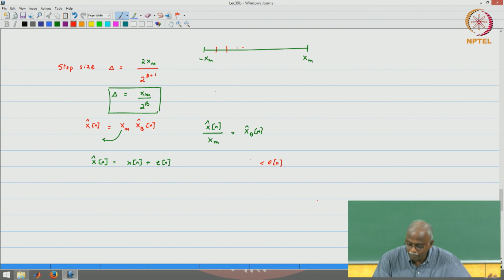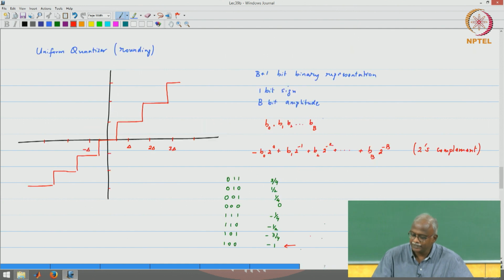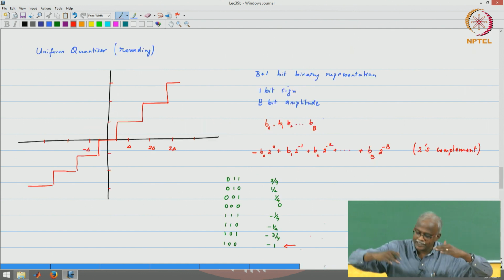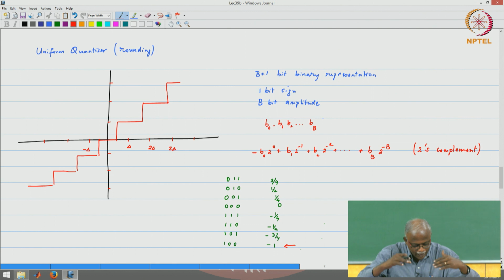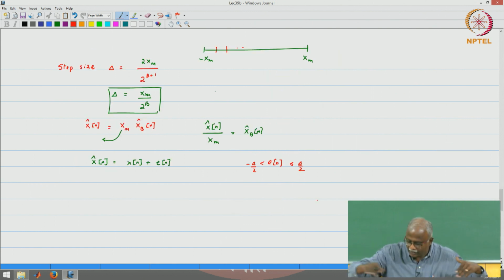It goes from minus delta by 2 to less than delta by 2, provided you have not reached the upper level, the extreme levels. If you have crossed that, then it is clipping, but in the range of the quantizer, this is typically satisfied. So, this is a good way to look at the signal.